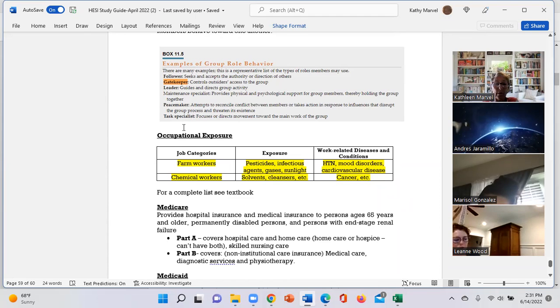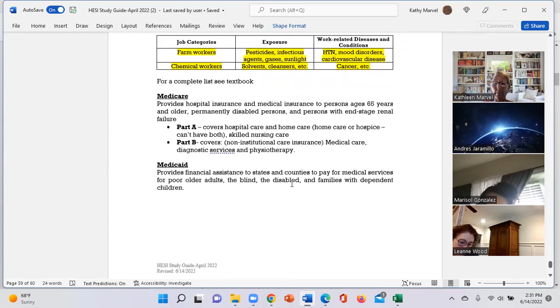Here's a couple of pretty common occupational exposures for occupational health. What are farm workers and chemical workers exposed to? What might they have as work-related diseases or conditions down the road?